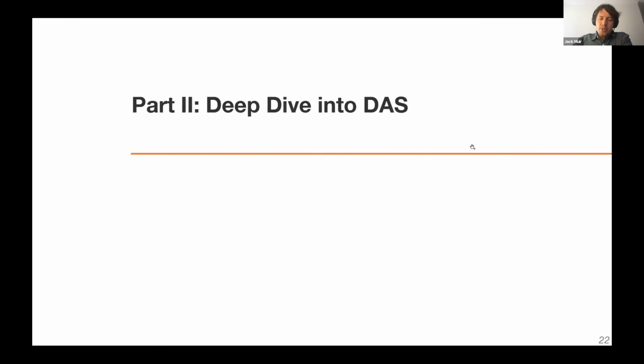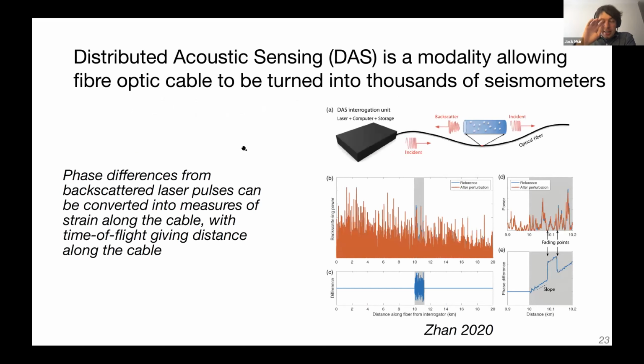So for the second half of the talk, I'm going to be talking about distributed acoustic sensing, or DAS, which is a new technique that is a large part of the group that I'm in at Caltech. So distributed acoustic sensing is a new modality allowing fiber optic cable to be turned into thousands of seismometers.